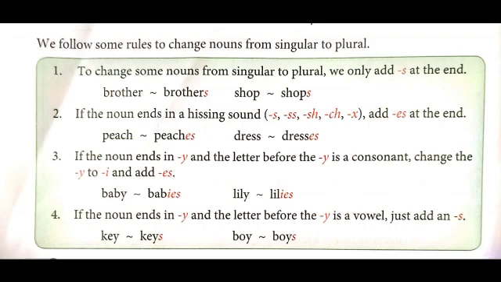In key, check the last letter that ends with Y. Check the letter before it, it is a vowel. So, at the end, you should add S when we change to plural form. Then, boy, B-O-Y, boy. The last letter is Y. The letter before the last letter is the vowel O. So at the end we should add S. Boy becomes boys.